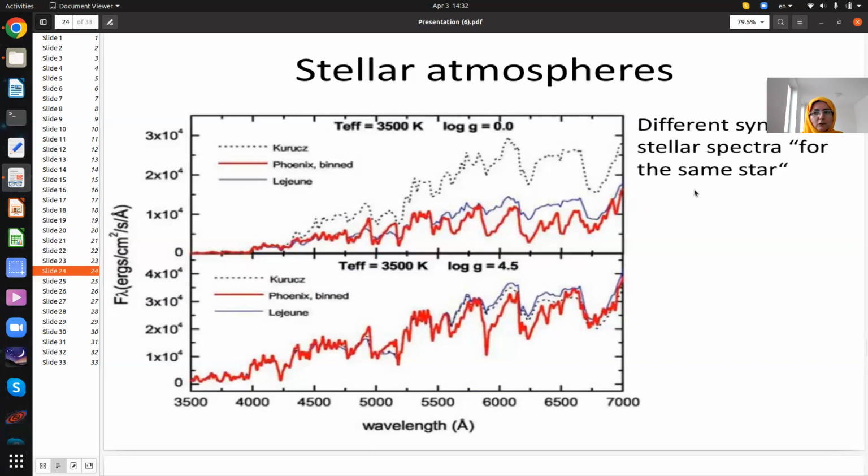Different synthetic stellar spectra for the same star. You see here we have wavelength and F, and you see we have different synthesized stellar spectra for the same star, and therefore different groups, as you see here, but they are different. Also you see the lines have some differences with each other.